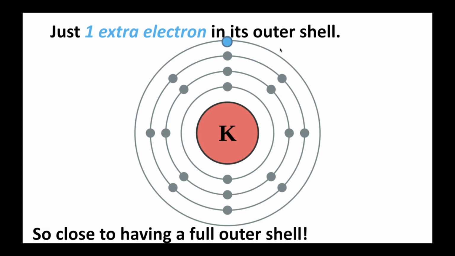It's so close to having a full outer shell. If only potassium could just lose that 1 electron. If potassium could get rid of this electron, then it would only have 3 shells, and the third one would be full, and potassium would be happy.